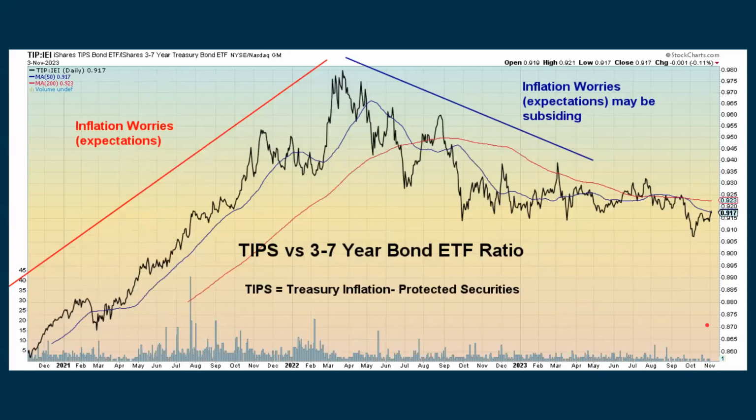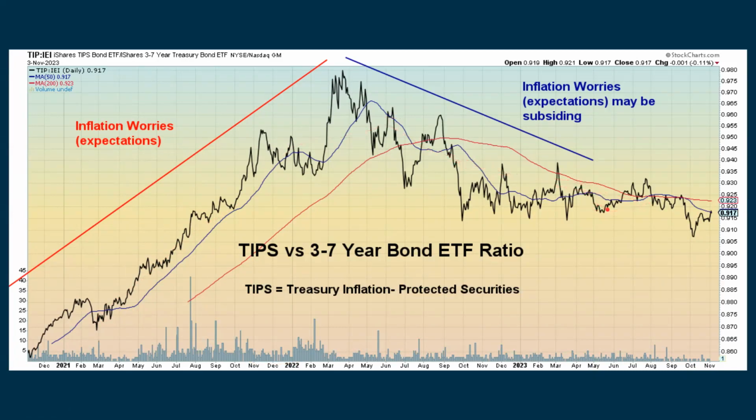We also keep an eye on TIPS, which are Treasury inflation protected securities. When the market is really uncertain about inflation and interest rates, they'll get into TIPS. And that's when these tend to outperform the further out bonds based on 3 to 7 years. Well, we've been chopping sideways and actually going down here.